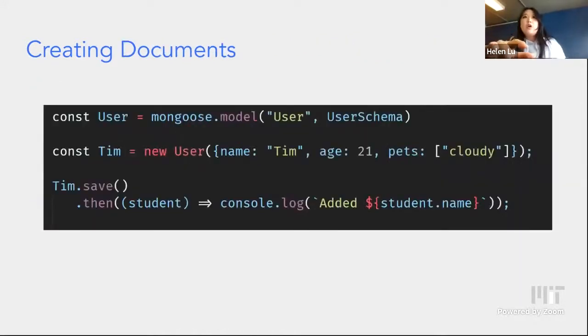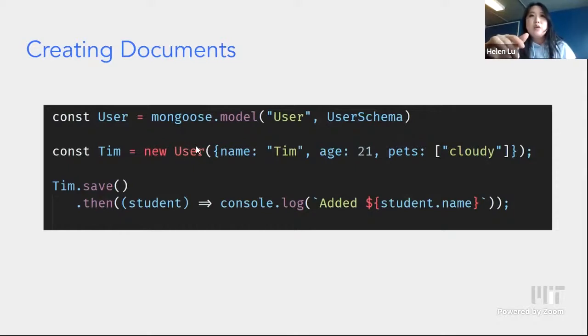To create documents or objects that we want to store in our collections, we would first have our Mongoose model, or basically our collection. This is going to represent our user collection again. Then we define the object that we want to store in the collection, and we do that by instantiating an instance of this collection class, using the new keyword: new User.